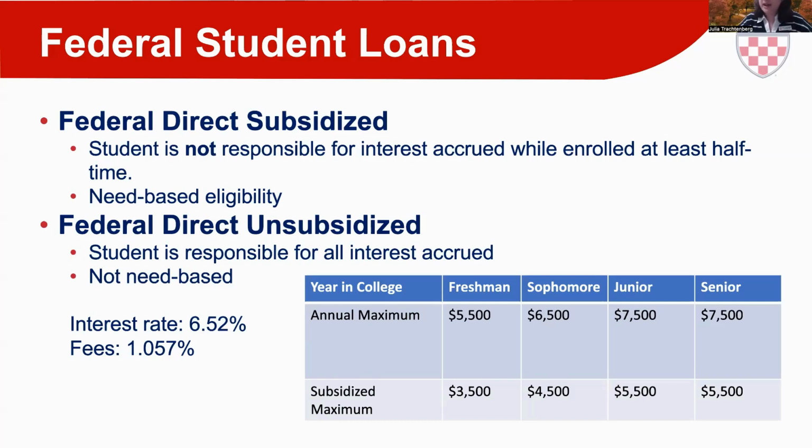There are annual maximums to what you can borrow as an undergrad dependent student, depending on what year you are in college. So as a freshman, you can borrow up to $5,500, and of that $5,500, up to $3,500 can be subsidized. As a sophomore, those amounts increase to $6,500 overall, up to $4,500 of that can be subsidized. And then as a junior and senior, the annual maximum is going to be $7,500 and up to $5,500 of that amount can be subsidized.